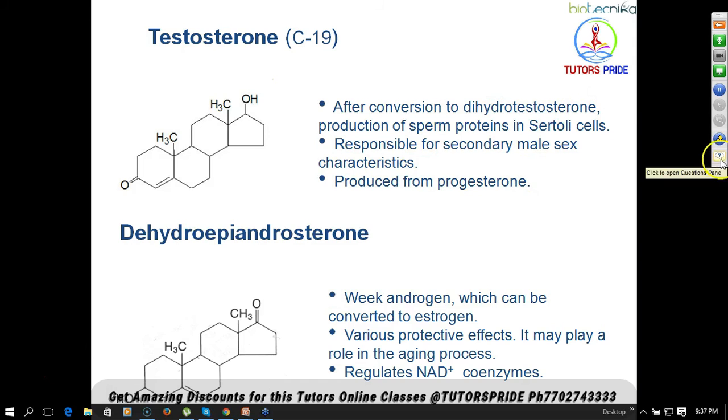I was telling that testosterone is a C19 nucleus and a C19 compound, and mainly it is responsible for producing sperm from your Sertoli cells. It is also mainly responsible for developing the secondary male sex characteristics. So this is the structure for testosterone. So all the structures I am saying, you are drawing the structure, all of you. Are you drawing or not? Are you drawing?